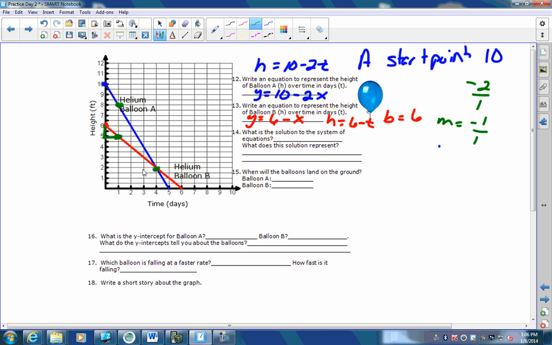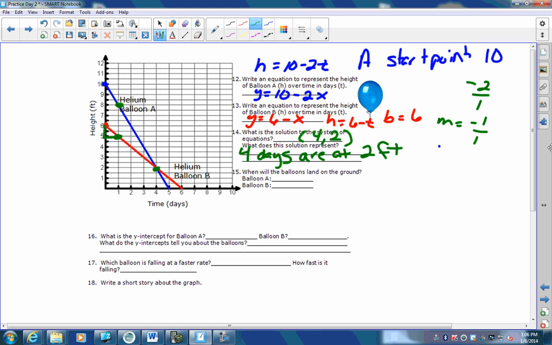All right, so right here is where the 2 balloons intersect, which is over at 4, 2. Now it says, what does that solution represent? 4 is the x. What's on the x-axis? Time. So it's going to be 4 days. Both balloons are at 2 what? 2 feet.